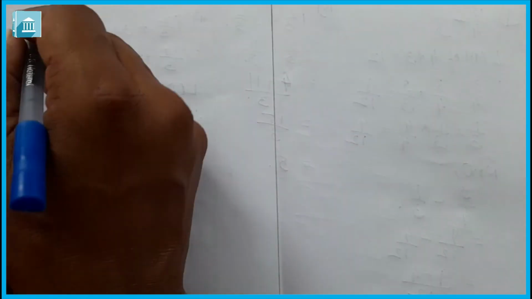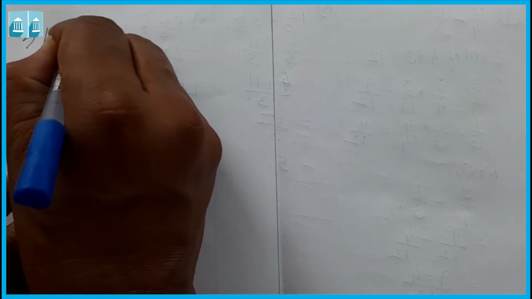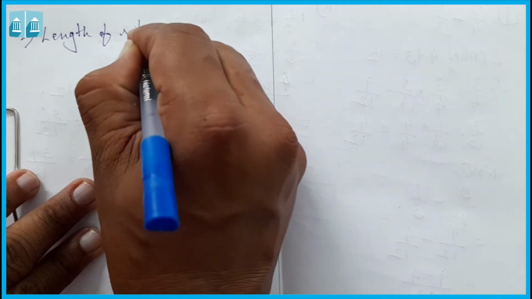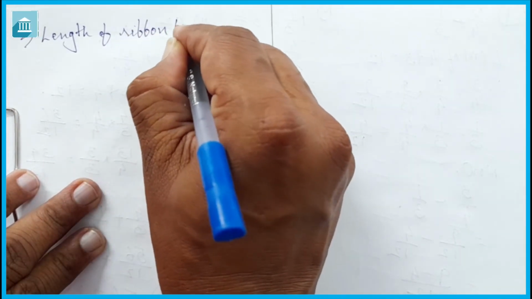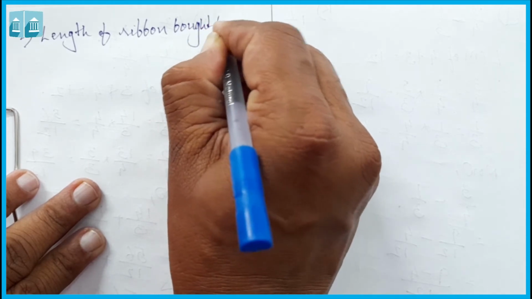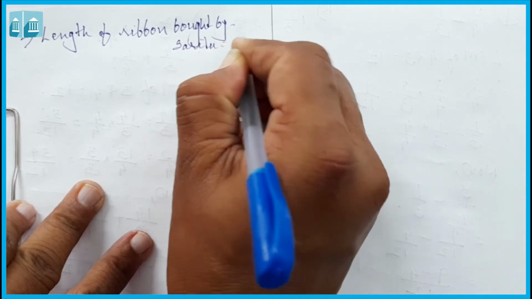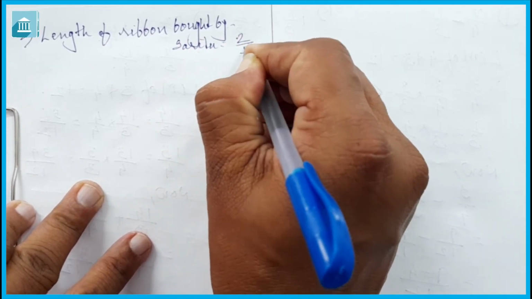Now let us see some word problems. Question number 2: Sarita bought 2 by 5 meter of ribbon and Lalita bought 3 by 4 meter of ribbon. What is the total length of ribbon they bought? So here we will see the length of ribbon bought by, first here it is Sarita, is equal to 2 by 5.